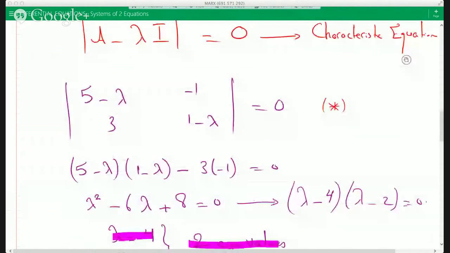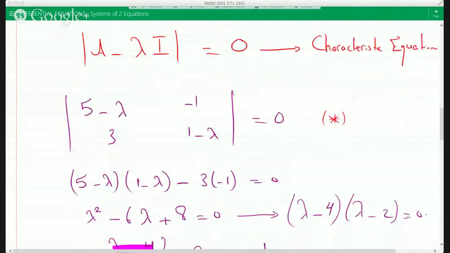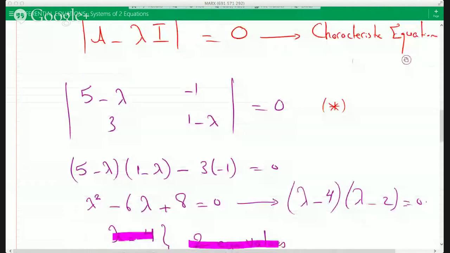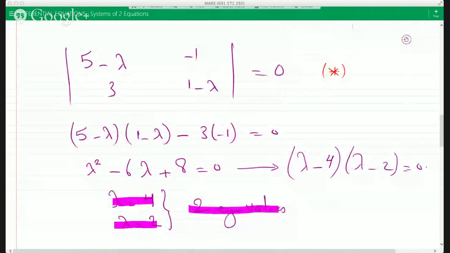From here on, the determinant is (5 minus lambda) times (1 minus lambda) minus 3 times minus 1 equals 0. Solve for your lambda. You get 2 lambdas: one is 4 and one is 2. There are 2 eigenvalues.